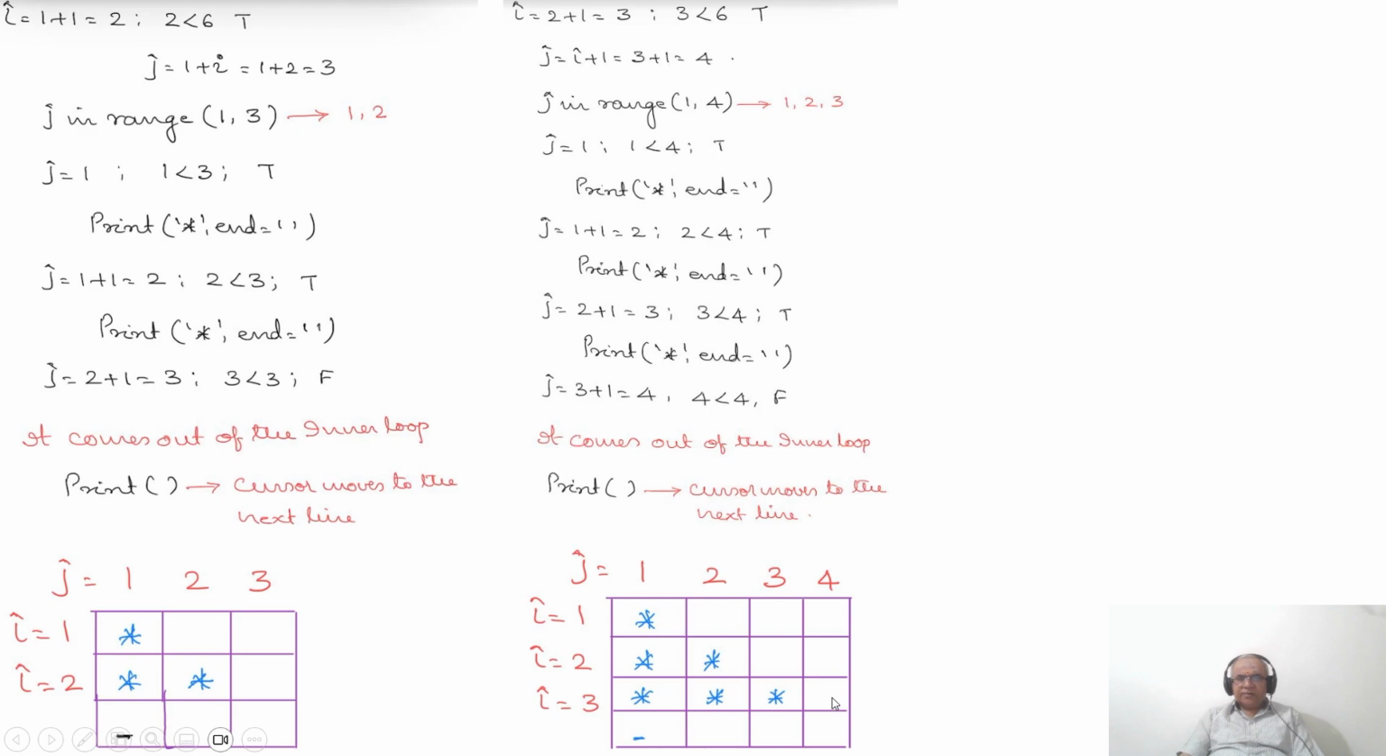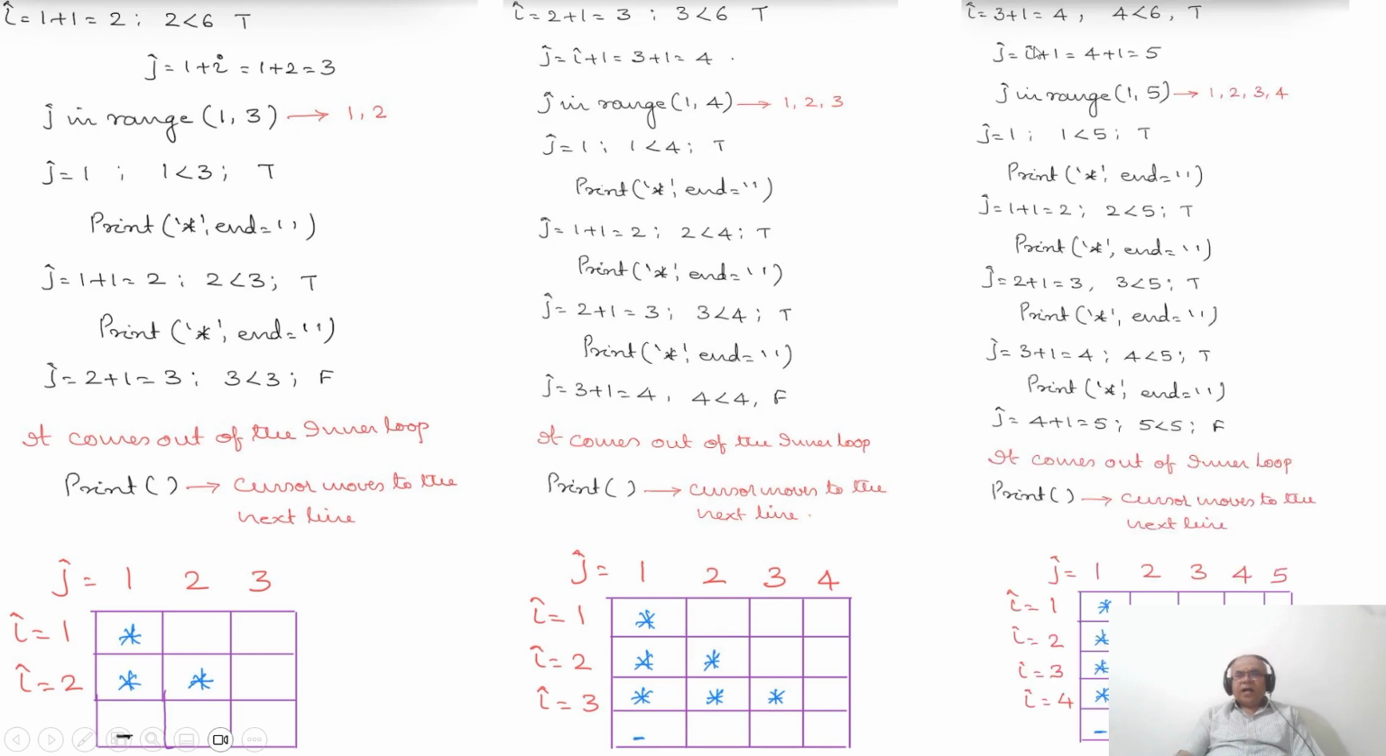After coming out of the inner loop, it will execute the print function. So the cursor moves to the next line, that means the cursor will come here. Then i becomes 3 plus 1, it becomes 4. That is i is equal to 4. Is 4 less than 6? Condition is true. Then j is equal to i plus 1, which is 4 plus 1, it becomes 5.